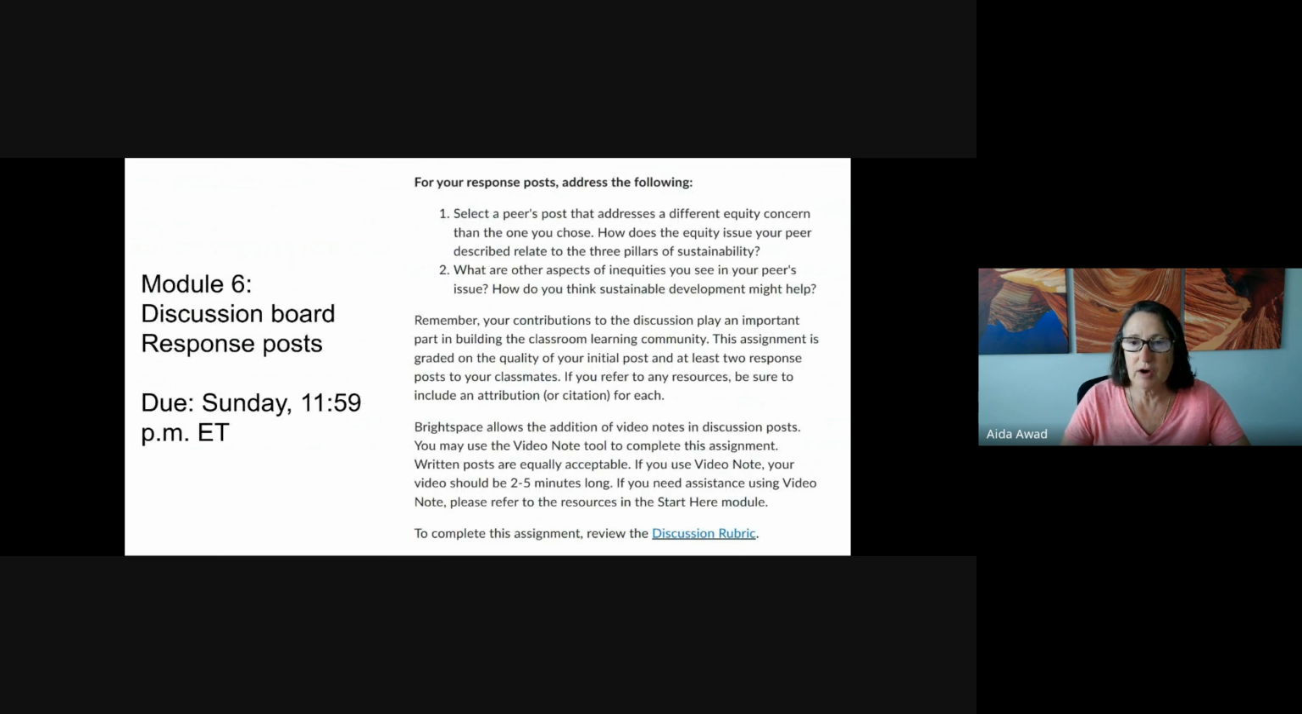In your response posts, you want to consider a couple different things. First of all, how does the issue connect to each of the three pillars of sustainability? It's a great opportunity to practice using vocabulary associated with those pillars. Also, I wonder if you can work in terms like resources, ecosystems, growth, carrying capacity, and access. Then identify other aspects of inequality that you think are present in the issue, and tell us how further sustainable development might help to advance the overall issue.